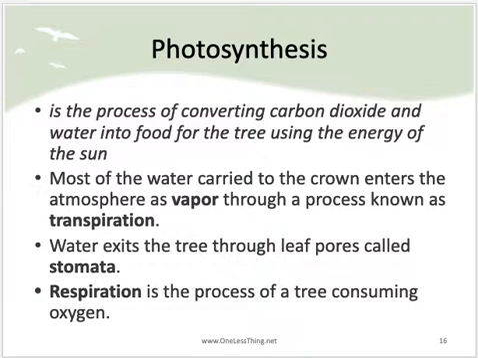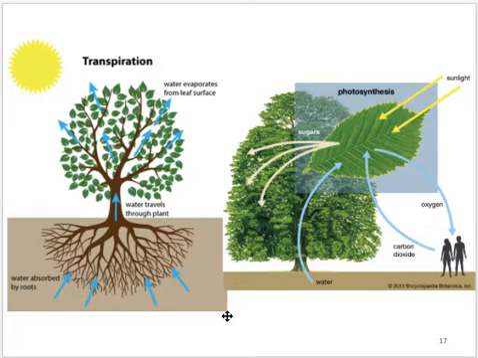So, keep those in mind here. We're going to look at the photosynthesis side first because that was the first definition. So if you remember, it is the process of converting carbon dioxide and water into food for the tree using the energy of the sun. So sunlight comes into the leaves. There's a million little factories going on here, okay, producing food for this tree.